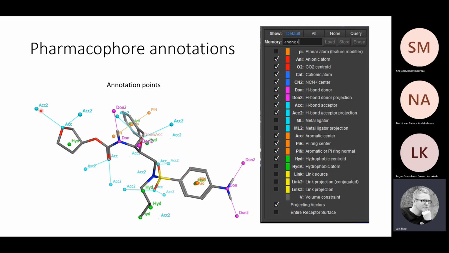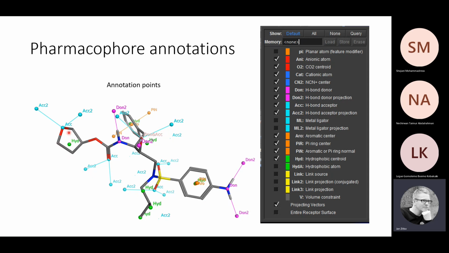So for example, if we were talking about a hydroxyl group in the protein, here you would have oxygen, and somewhere in the middle here you would have hydrogen, and here would be the double bond. All right, so this is the difference between point annotations and vector annotations. Now let's talk about centroids.